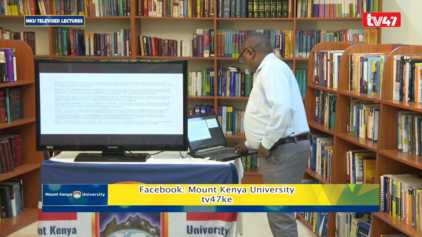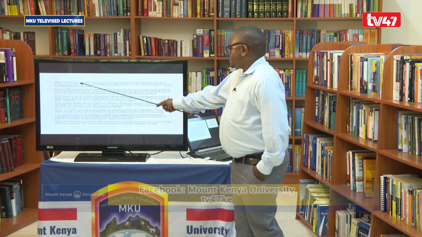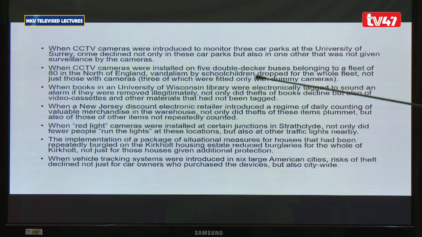Then you have other examples. For example, CCTVs. This was a study done in England. When you put CCTVs in a car park, other neighboring car parks also benefited as a result of that surveillance, or also cases of vandalism. They were reduced as a result of CCTVs in the bus park, in the double-decker buses, or also in the library. If you put the electronic tag in, not only were books stolen less, but also video cassettes, because now the offender thinks that everything else has the same security measure.